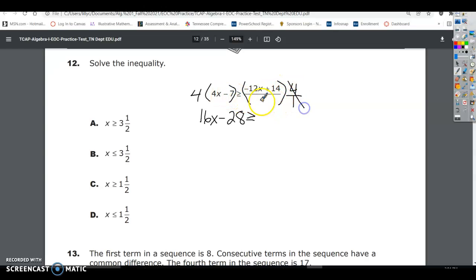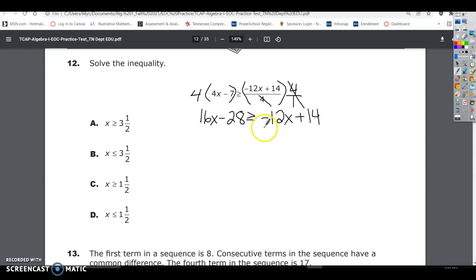So I'm going to cancel my 4s. Those reduce because anything divided by itself is 1. So now I have negative 12x plus 14, and I no longer have a fraction. So it just looks a lot cleaner very quickly. All right, now I'm solving for x.